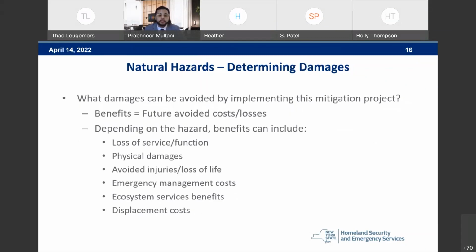What benefits can be avoided by implementing this mitigation project? Benefits can be shown as future avoided costs or losses, and depending on the hazard, benefits can include loss of service or function, physical damages, avoided injury or loss of life, emergency management costs, ecosystem services benefits, and displacement costs. Next slide, please.